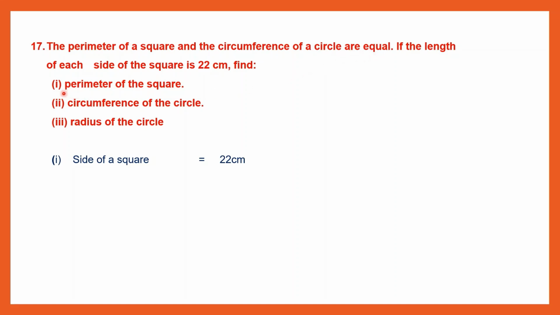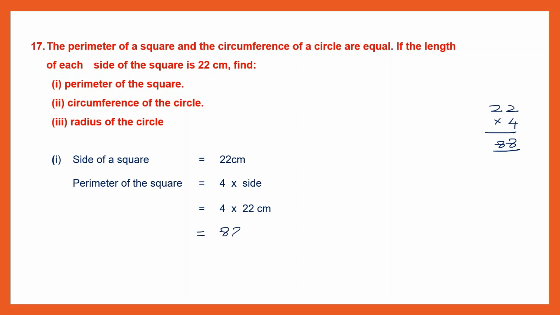We are asked to find, question 1, the perimeter of the square. So we have the side of a square. Let's find the perimeter of the square. So perimeter of the square is 4 into side. That is 4 into side, which is 22 centimeters. Now let's multiply this, 4 into 22 or 22 into 4. 4 twos are 8, 4 twos are 8. So we have 88 centimeters. So we have found the perimeter to be 88 centimeters.